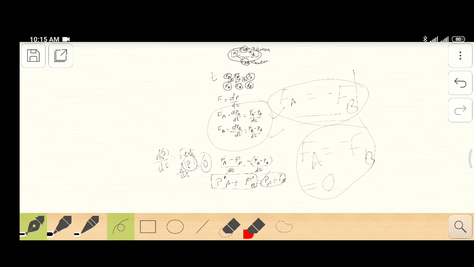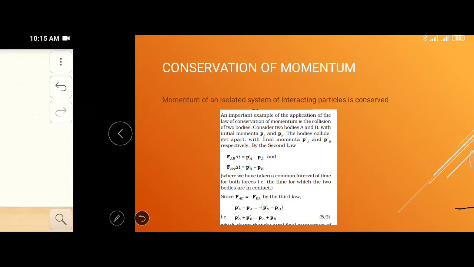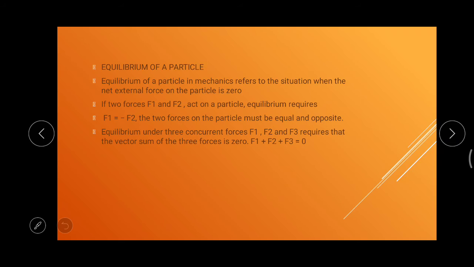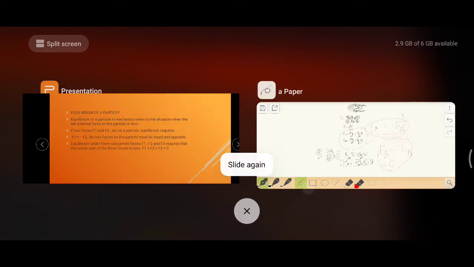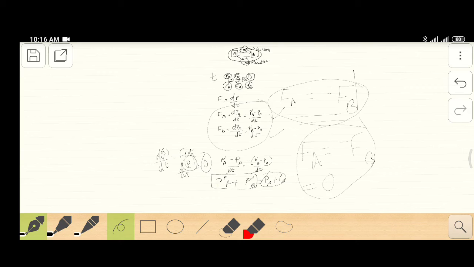Now let us come to the equilibrium of particle. In the equilibrium of the particle, the equilibrium will occur whenever the net external force over a particular system of particles is 0. If the net external force is 0 over a particular body, or the net force of a particular system is 0, then we can say the particle is at equilibrium. So suppose F1 and F2 are acting over a particular body, both are equal and opposite.